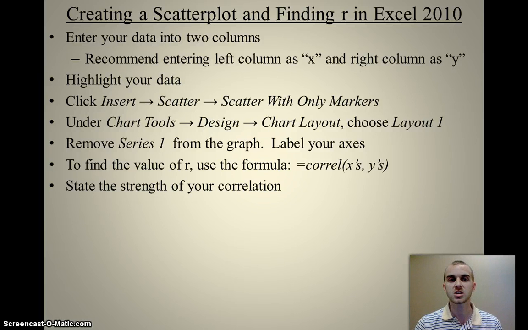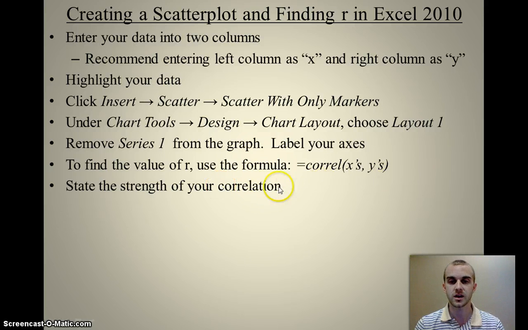Now, if you want to actually create your scatter plot, we can use Excel to help us do this. We put our data into two columns. The easiest is to put the x values in the left column and the y values in the right column. And then we're going to go through, highlight the data, and insert a scatter plot. Now, the easiest way to lay out your data so you can put your charts and put your titles and everything is to go under Chart Tools, do Design, and then choose Layout 1 from the chart layouts. I always remove the Series 1 that you'll see that comes up. It's a little kind of like a key. I delete that out, and then I label my axis, and I'll give it a title as well.